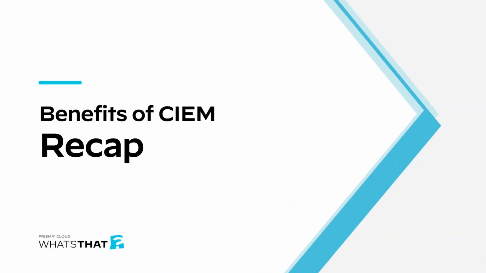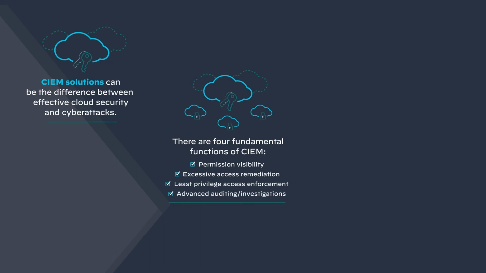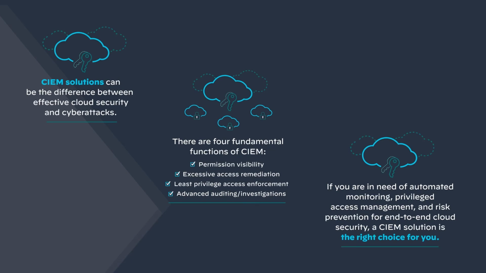If you need a powerful depth of permission visibility, entitlement control with unparalleled protection, and unified security across your cloud landscape, a CIEM solution is the right fit for you. Let's recap what we've learned in this episode of What's That? CIEM solutions can be the difference between effective cloud security and cyber attacks. There are 4 fundamental functions of CIEM: permission visibility, excessive access remediation, least privilege access enforcement, and advanced auditing investigation. If you are in need of automated monitoring, privilege access management, and risk prevention for end-to-end cloud security, a CIEM solution is the right choice for you.